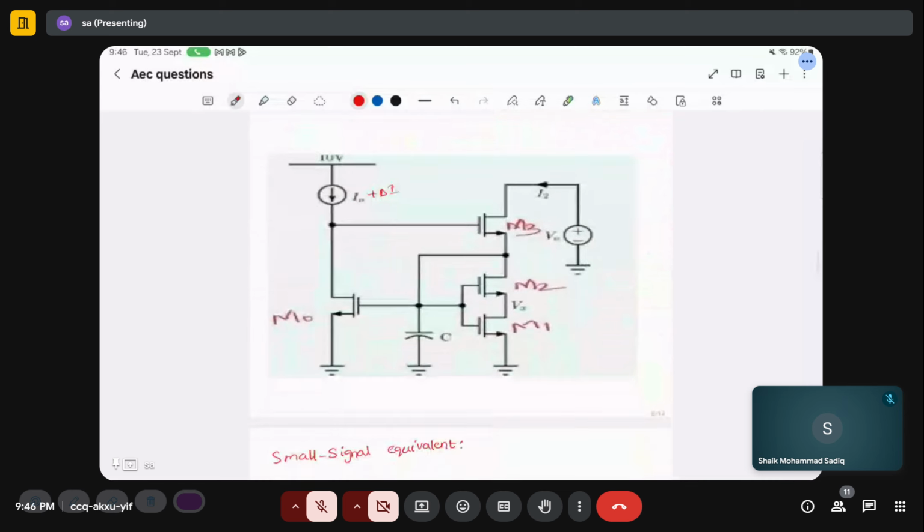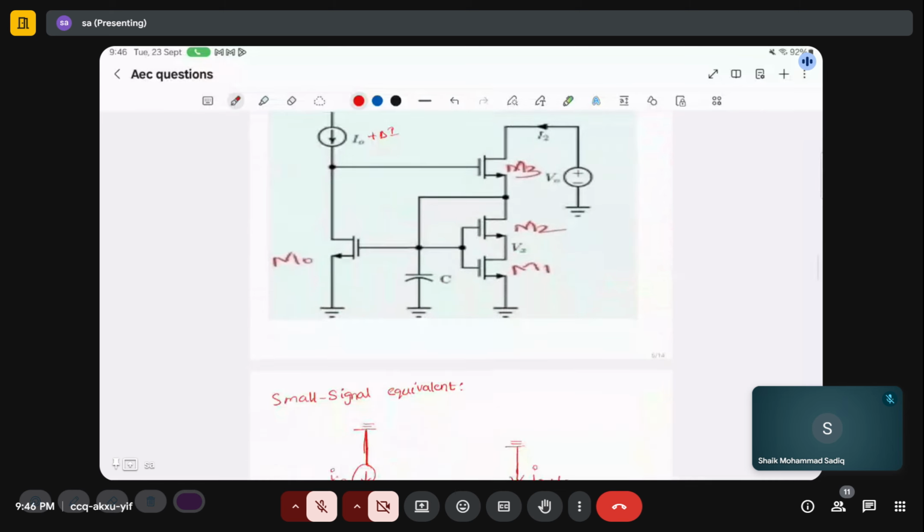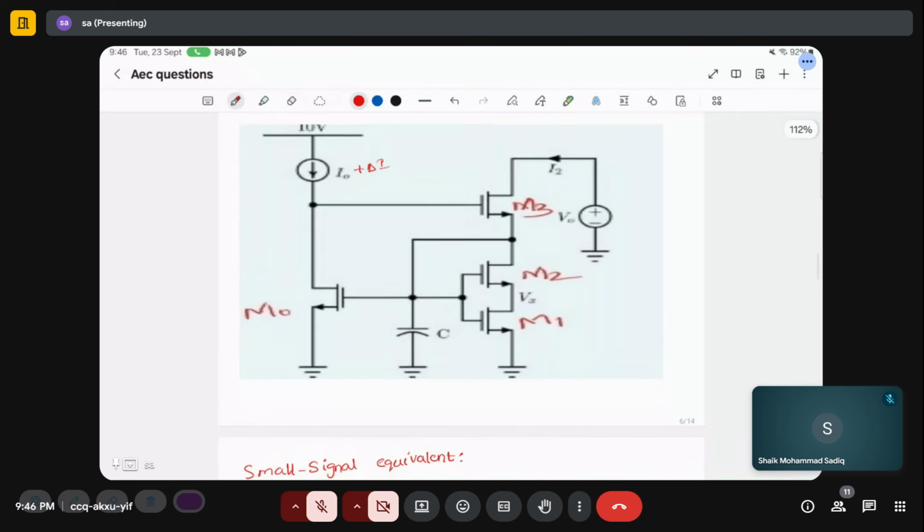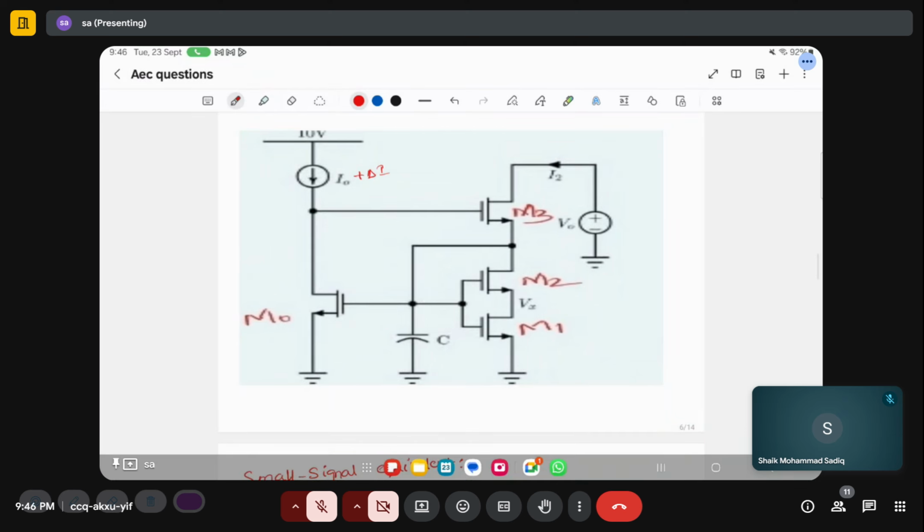So the other part is incremental current.